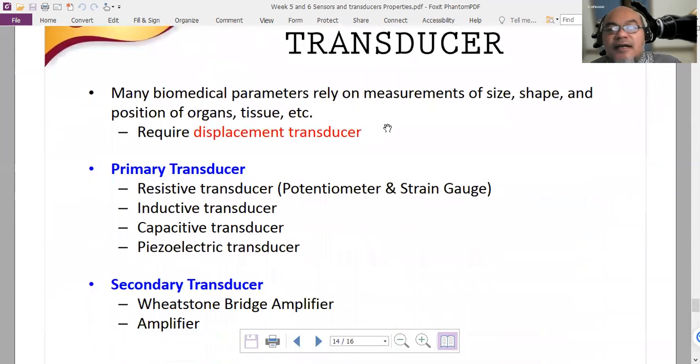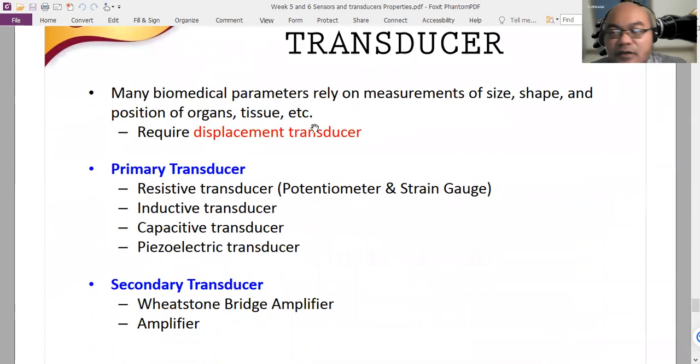Many biomedical parameters rely on the measurement of size, shape, and position of the organs and tissue. So that is why we need displacement transducers. So primary transducers that convert mechanical domain signal or information into electrical domain can be classified into these four, depending on what electrical domain they are converted to. For example, resistance transducers, which convert mechanical domain information into resistance change in the electrical domain.